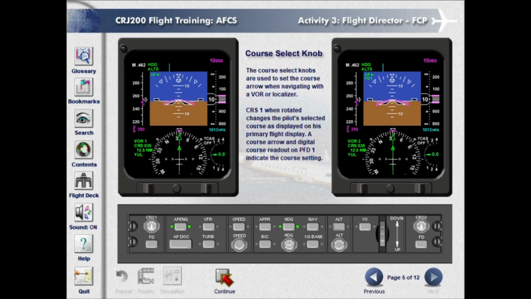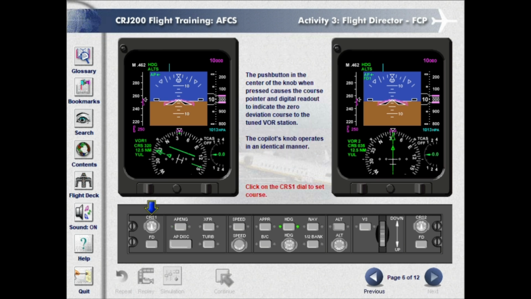Course Select Knob. The Course Select knobs are used to set the course arrow when navigating with a VOR or localizer. Course 1, when rotated, changes the pilot's selected course, as displayed on his primary flight display. A course arrow and digital course readout on PFD 1 indicate the course setting. The push button in the center of the knob, when pressed, causes the course pointer and digital readout to indicate the 0 deviation course to the tuned VOR station. The co-pilot's knob operates in an identical manner.